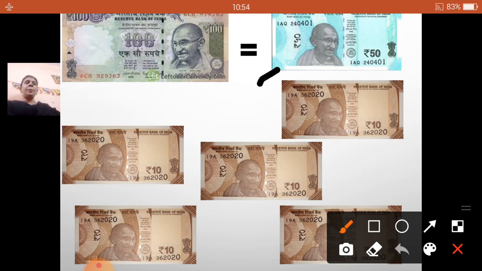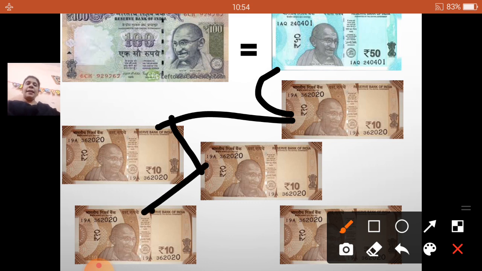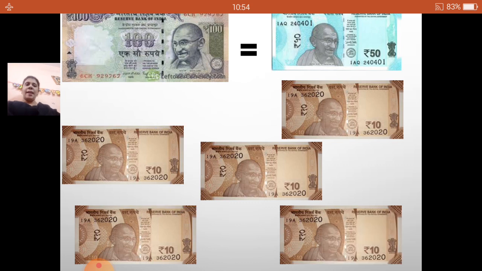Now 50 plus this 10 is how much? 60. 60 plus this 10 is how much? 70. 70 plus this 10? 80. 80 plus this 10? 90. 90 plus 10? 100. So 50 rupee note and 5 10 rupees notes will make the total amount 100 rupees.